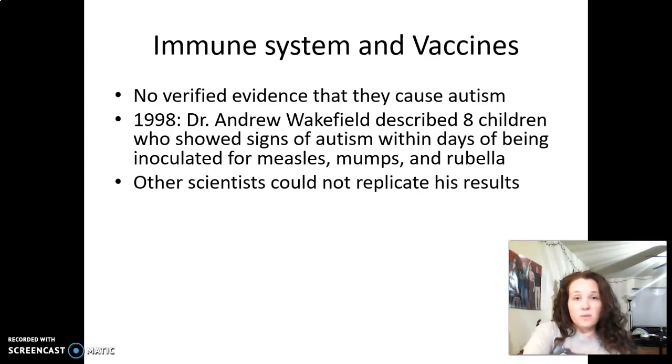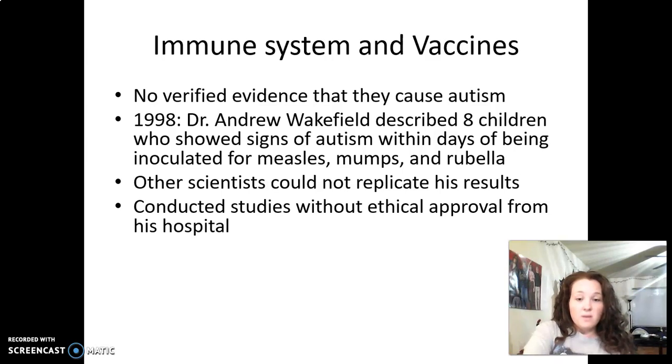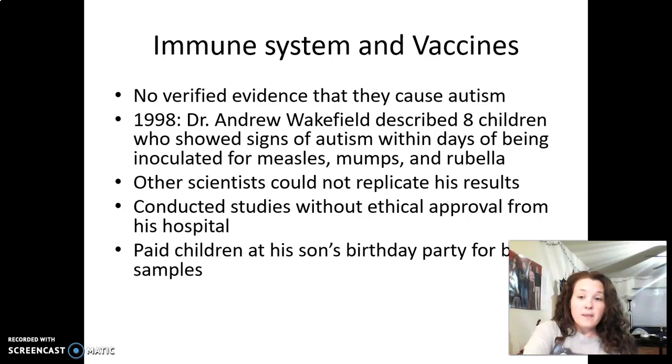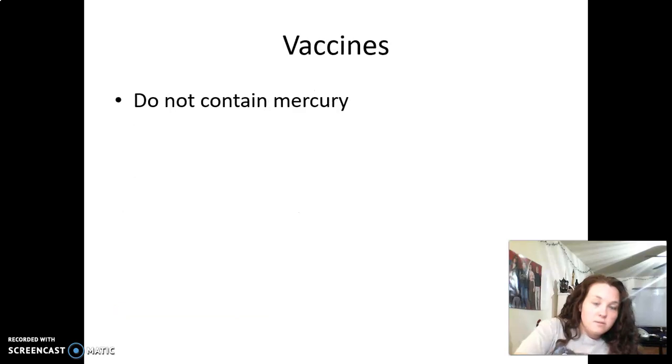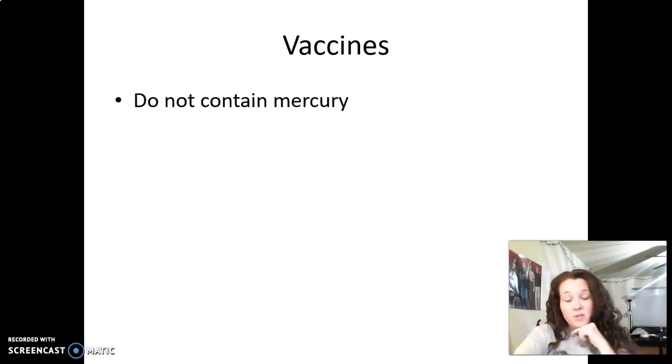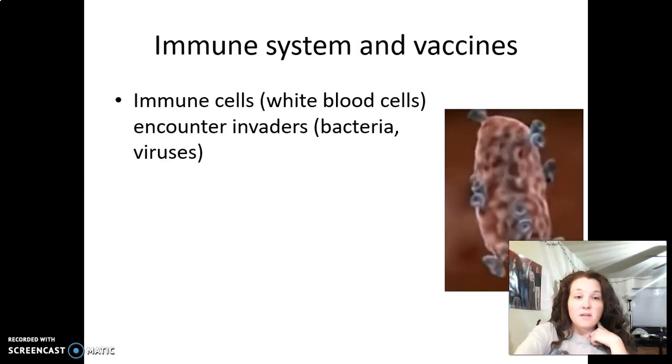That's way too soon to decide if a vaccine has caused something. No other scientists were able to replicate his results. He conducted his studies without approval from his hospital. He paid the kids at his son's birthday party to draw their blood. This is starting to sound like some kind of twisted horror film. Oh my God. Finally, his medical license was revoked, but by that point, the damage had been done. Whew. Also, vaccines don't contain mercury. I just wanted to dispel that misconception that often happens.